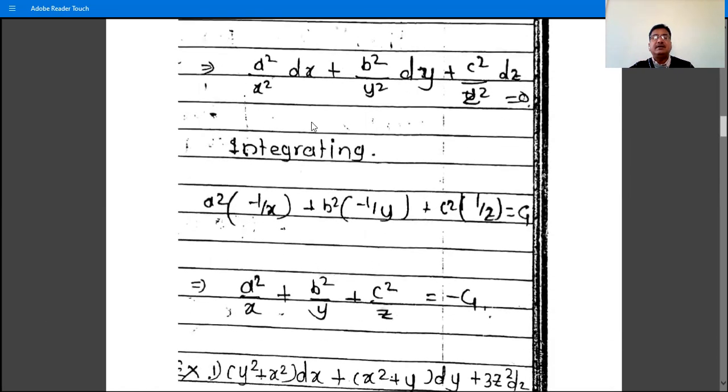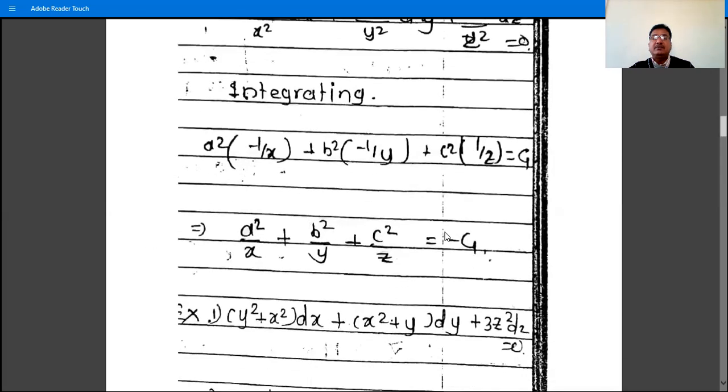Then just integrate. The derivative of 1 by x is minus 1 by x square, so the integration of 1 by x square is minus 1 by x. Integration of 1 by y square is minus 1 by y. Here c square is constant. For 1 by z square, the integration is minus 1 by z. And then we have the answer.